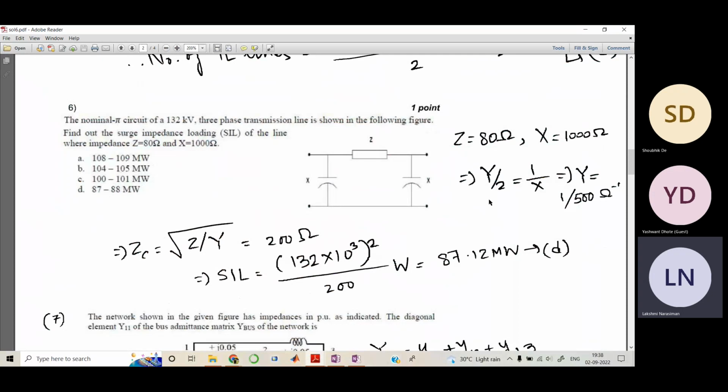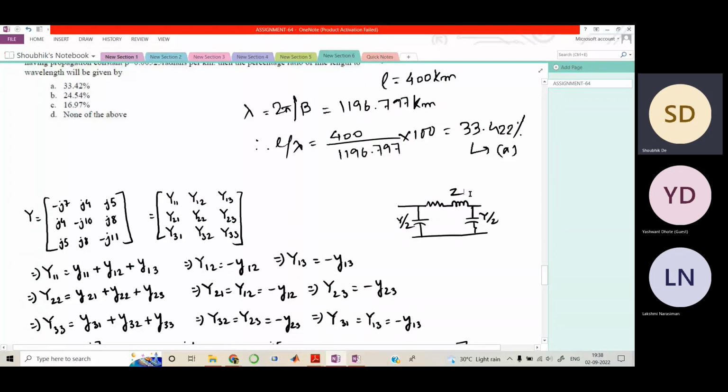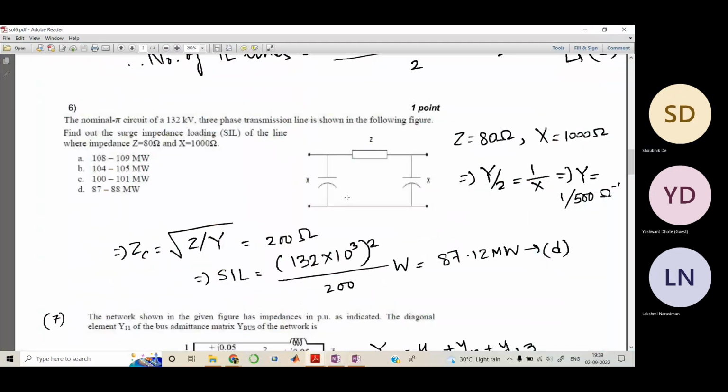Okay, I assumed the pi model directly. Yeah, you have to keep this in your mind: this is a pi network, or if it is a T network, what would it be? For T, it would be Z by 2, and then Y, right? So you have to keep that in mind. Yes, it is clear now.